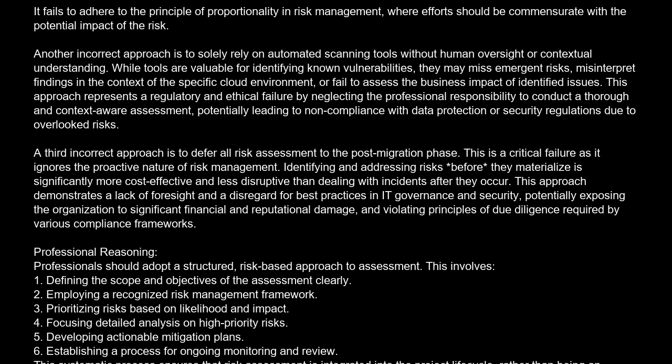Professional reasoning. Professionals should adopt a structured risk-based approach to assessment. This involves: 1. Defining the scope and objectives of the assessment clearly, 2. Employing a recognized risk management framework, 3. Prioritizing risks based on likelihood and impact, 4. Focusing detailed analysis on high-priority risks, 5. Developing actionable mitigation plans, 6. Establishing a process for ongoing monitoring and review. This systematic process ensures that risk assessment is integrated into the project lifecycle, rather than being an afterthought, and that resources are used effectively to protect the organization.